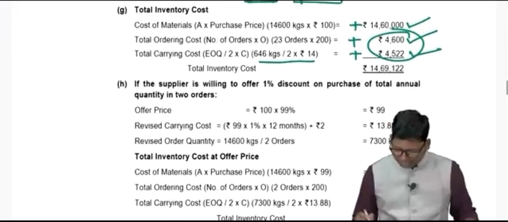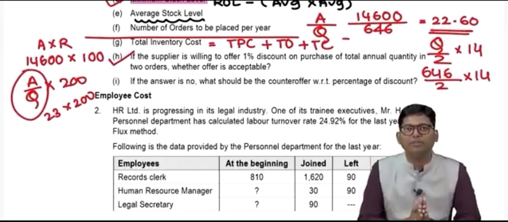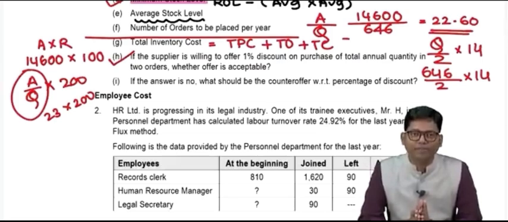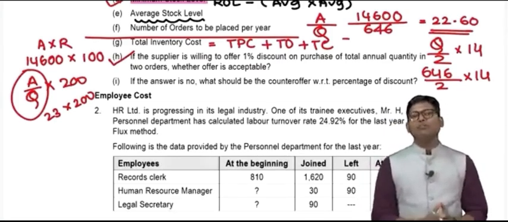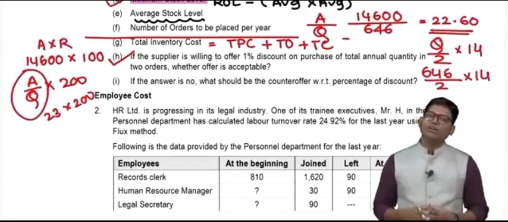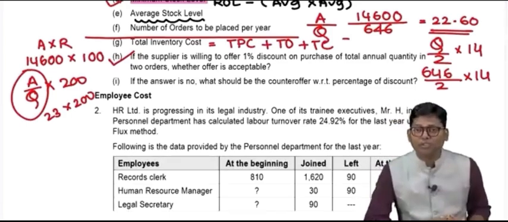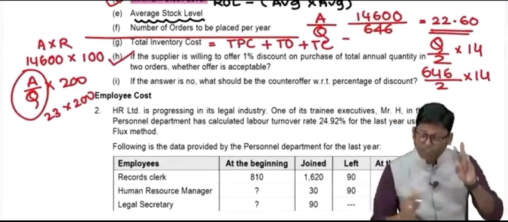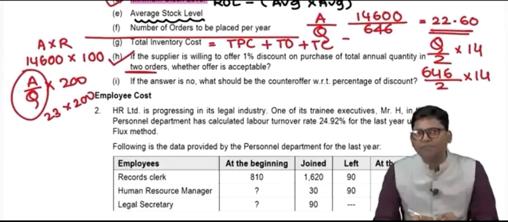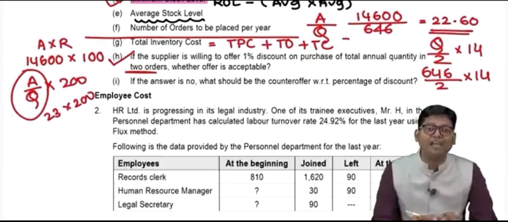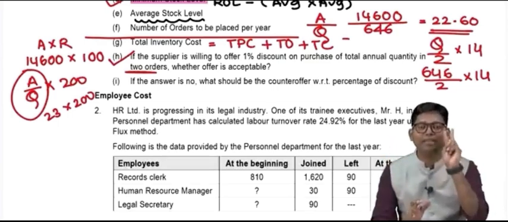If you check the next point of the question, next point says H. There is one proposal, one offer available for this company. If the supplier is willing to offer 1% discount, obviously because of the discount your purchasing cost will reduce by 1%. So if the supplier is willing to offer 1% discount on purchase of the total annual quantity in 2 orders, what is the condition? If you want to avail the discount of 1%, you should purchase the entire annual requirement by placing only 2 orders.